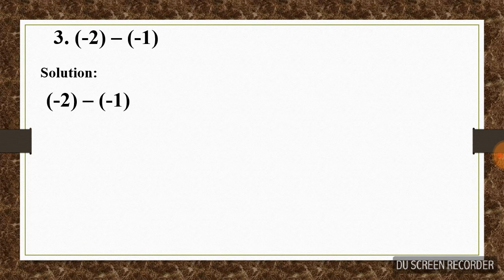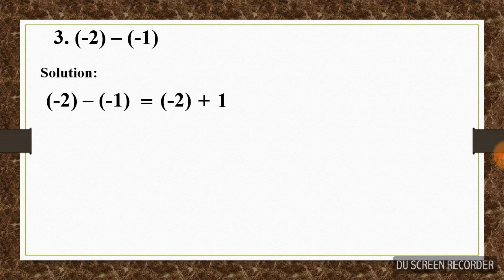Now let's move on to example number 3. Negative 2 minus negative 1. By applying the general rule in subtracting integers, let's change the sign of the subtrahend to its opposite and proceed to addition. Now negative 2 minus negative 1 would become negative 2 plus 1.